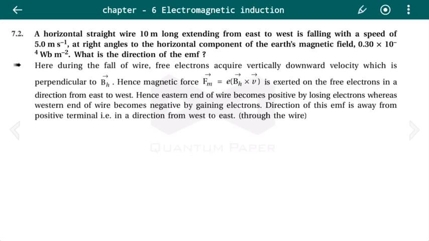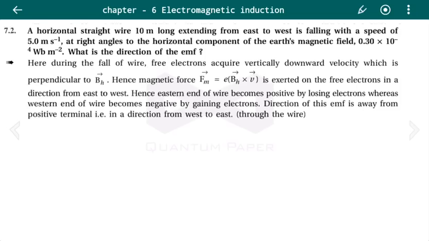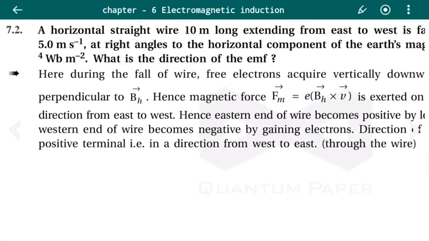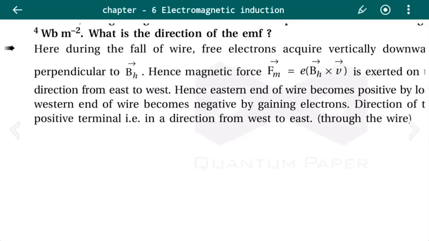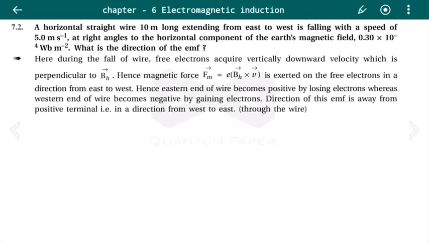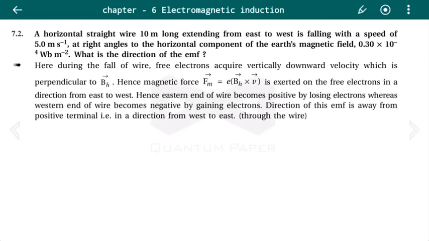Here during the fall of the wire, free electrons acquire vertically downward velocity, which is perpendicular to BH. The magnetic force on the electron, that is Fm equals to e into V cross BH, is exerted in the direction from east to west. So by using Fleming's rule, we can get the direction of the magnetic force, that is from east to west direction. Hence, the eastern end of the wire becomes positive by losing the electrons.